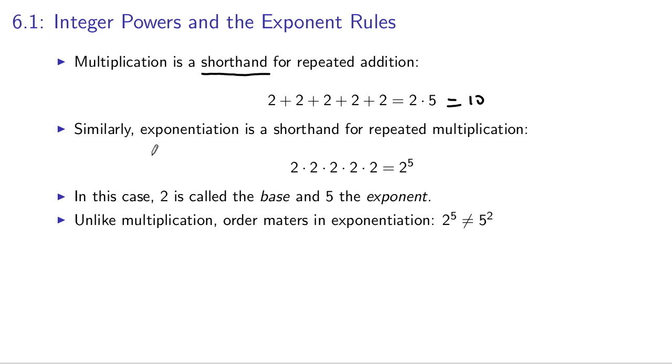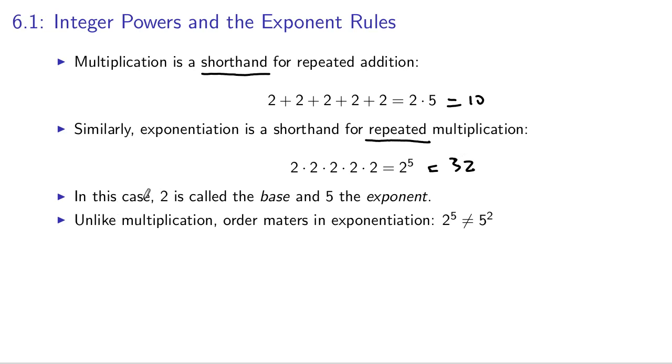Similarly, exponentiation is a shorthand for repeated multiplication. So 2 times 2 times 2 times 2 times 2, we can write as 2 to the 5th power, which is 32.